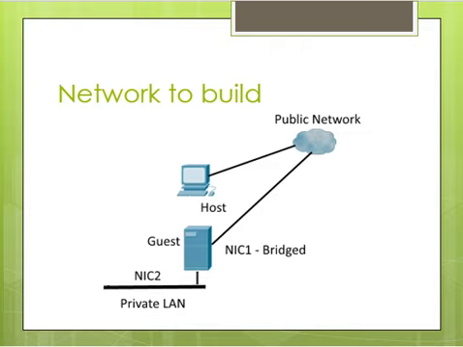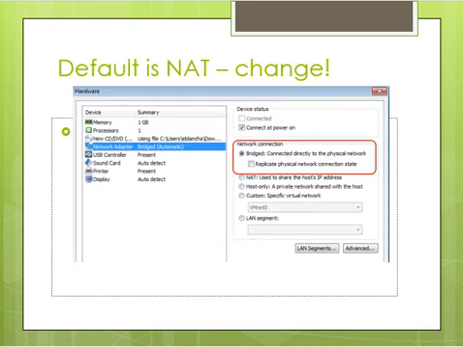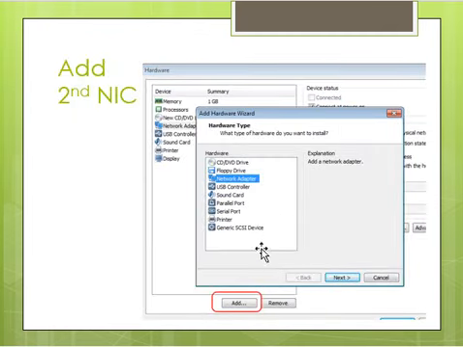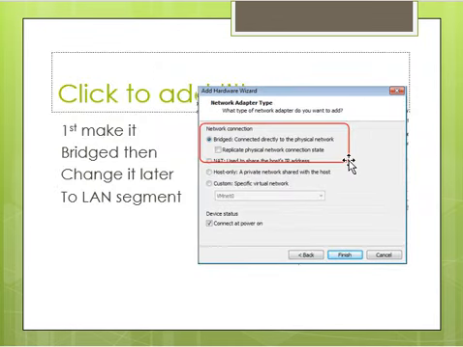So as an exercise, what we were going to do in the classroom was to build this network, right? We would build on our host, which is connected to a public network, we would create a server and we'd have two NICs on it. The first NIC, NIC 1, would be bridged to the public network, and the second NIC would be connected to a private LAN. So one of the things we do is we look at our network adapter, make sure that it's set in bridged mode, and then we would add another network adapter. And first what we'll do is make it bridged, then change it later to LAN segment, right?